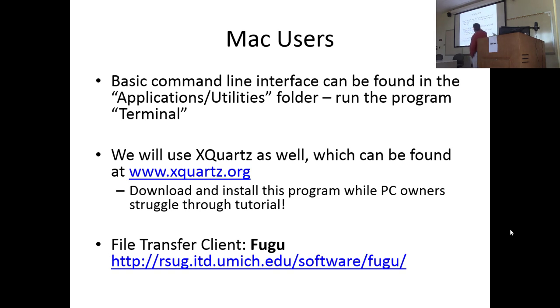Basically you need to go to the Applications Utilities folder, and if you run the program Terminal in that folder, you bring up a command line interface. Then to get X running, you use a program called XQuartz, which used to be included as part of the Mac distribution, but now you have to download it separately. Your task, while all of the PC users are struggling to install Cygwin, is to open up the terminal and then download and install XQuartz. I'll be around to answer questions if you have problems doing that.